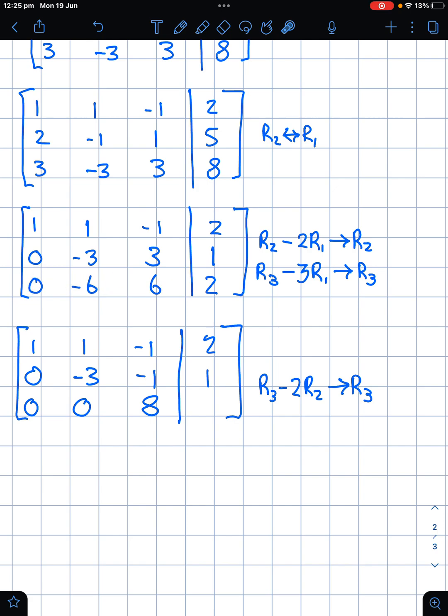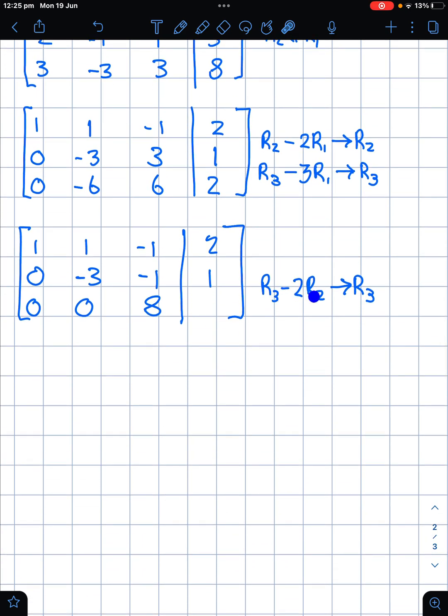The next line here we're going to do, well, row 3 is going to be -2 row 2. So row 3 is -6, -2 times 3 is +6, they become 0. Sorry, I've got 6 here. So 6 is row 3 minus 2 times 3. 6 minus 6 gives me 0. And then my last one here, I've got 2 minus 2 times 1 gives me 0.